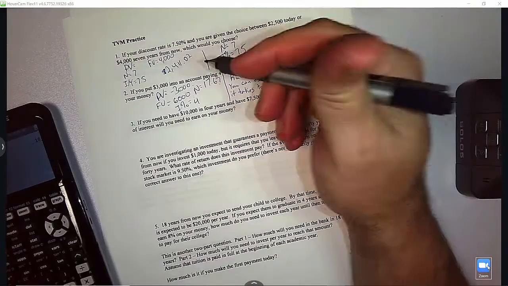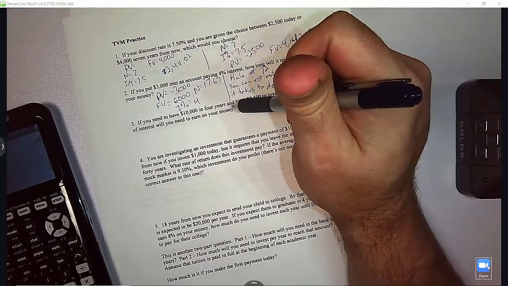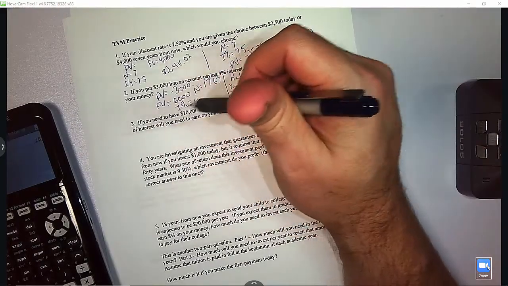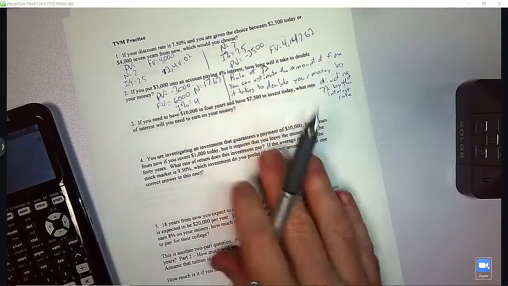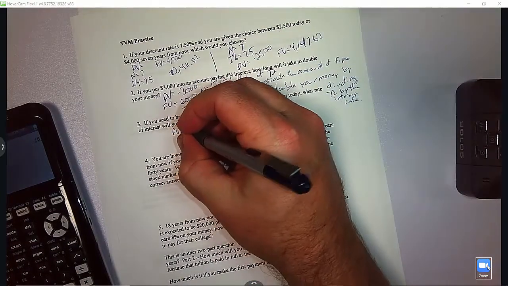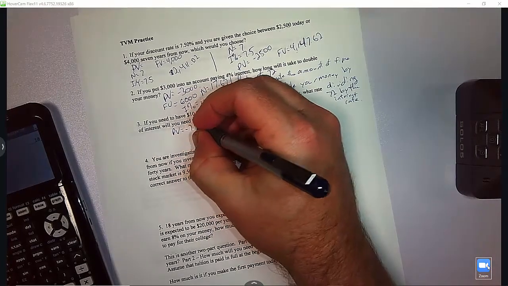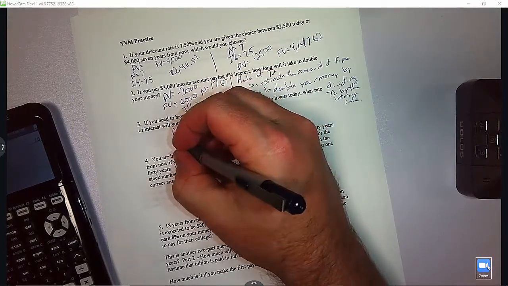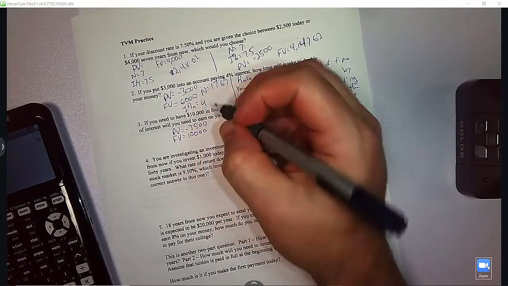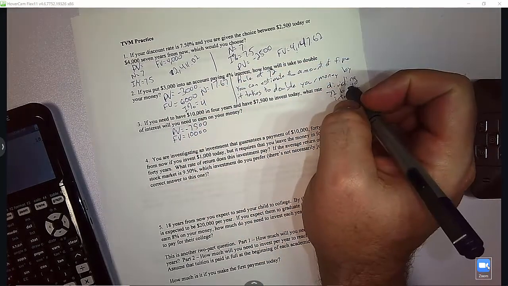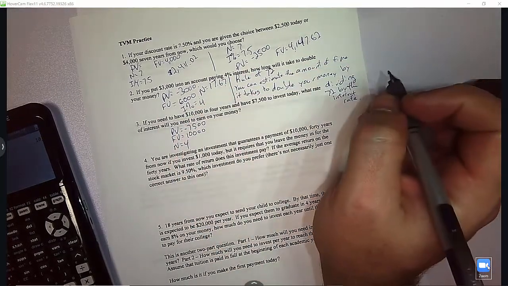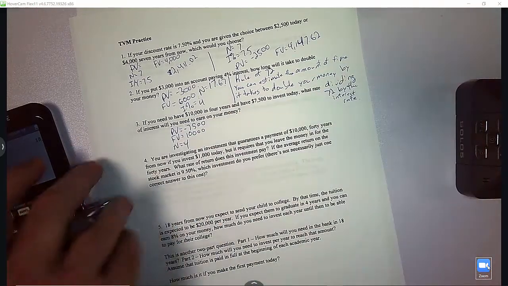The next question says if you need to have $10,000 in 4 years and have $7,500 to invest today, what rate of interest will you need to earn on your money? So our present value is equal to negative 7,500. Our future value is equal to 10,000. I have 4 years, n is equal to 4. And I'm looking for the interest rate.